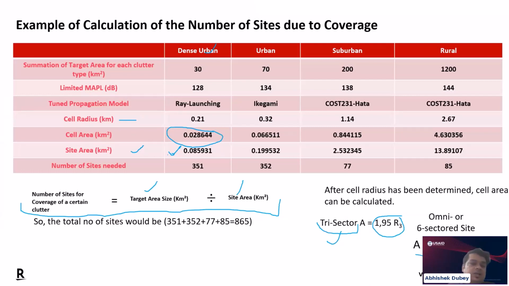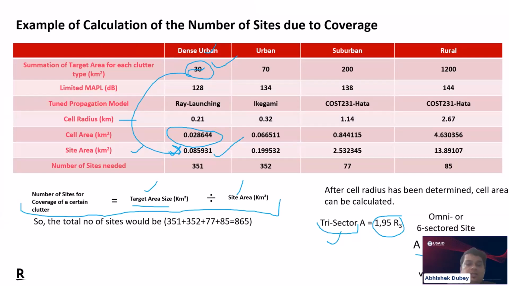Then you can calculate the site area, and when the site area is obtained, you can easily calculate the number of sites, because it is the total area divided by the site area. Site area is this, and total area is this. So 30 divided by this, you can get this.